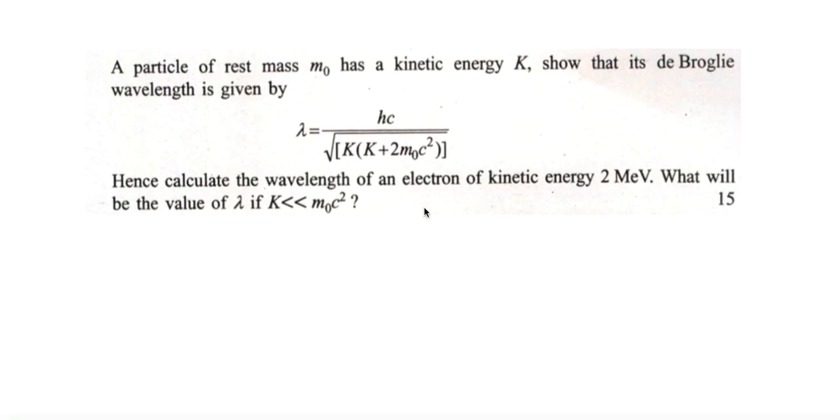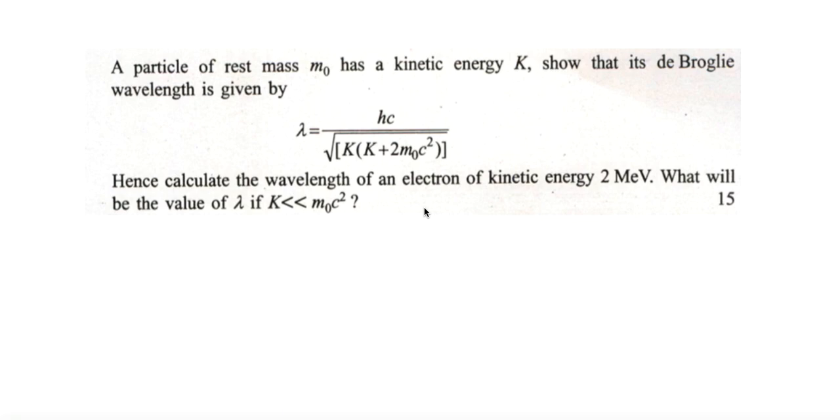The question is that a particle of rest mass m0 has a kinetic energy K. Show that its de Broglie wavelength is given by lambda equal to hc by root of K into (K plus 2 m0 c square). Hence calculate the wavelength of an electron of kinetic energy 2 MeV. What will be the value of lambda if K is very much smaller than m0 c square?